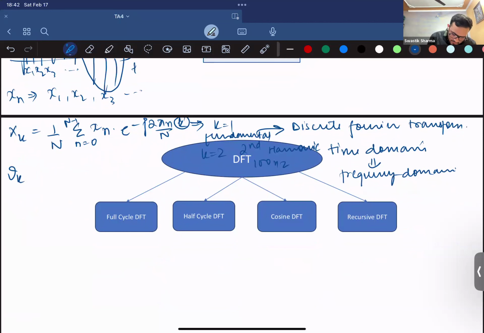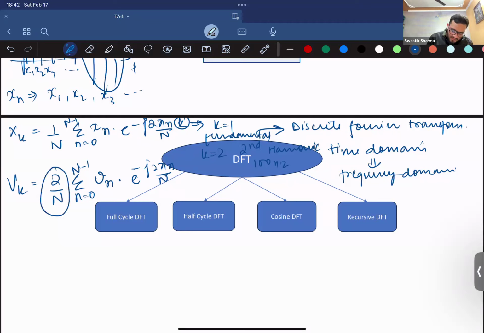She has this vk, which is denoted as 2 by n summation, n equals 0 to n minus 1, vn e to the minus j 2 pi n by n. Right. So can anyone tell me why we are scaling it with 2 here? Anyone who has an idea with discrete Fourier transform?